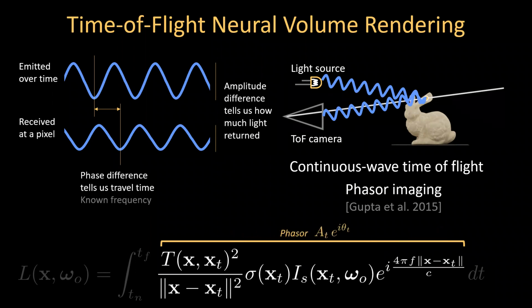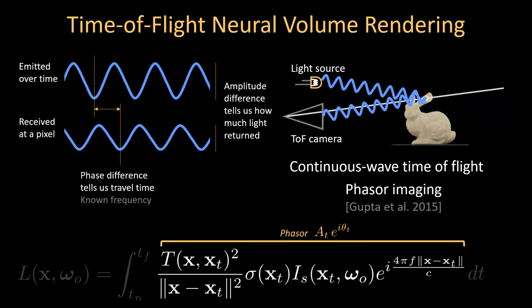Together, this is represented as a complex number. This is called the phasor. That complex number represents both the amplitude and the phase. This is the model, the forward map that can model different kinds of time of flight data.